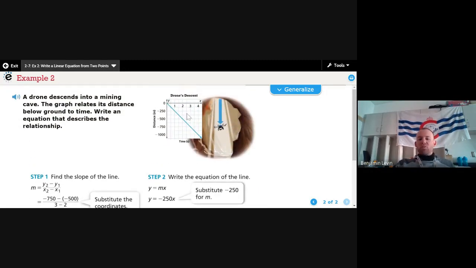That equation represents this line. Like if you have one of those graphing calculators, the TI-83s, and you go into linear equation mode, and you punch in y equals negative 250x, the graphing calculator will graph this line, right? It will spit out a graph that looks exactly like this line.